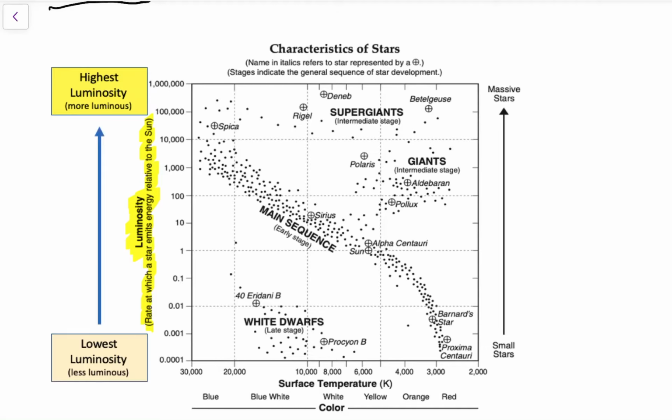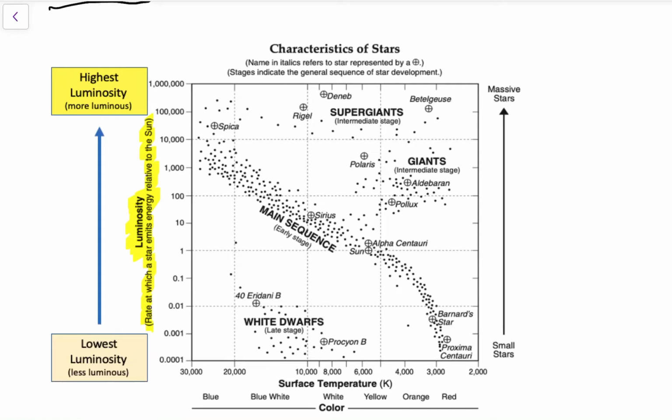Again, the most luminous stars are towards the top of the chart, and the stars with the lowest luminosity, the dimmest stars, dim means not very bright. If you turn the lights down, you're dimming the lights. The dimmest stars are towards the bottom.